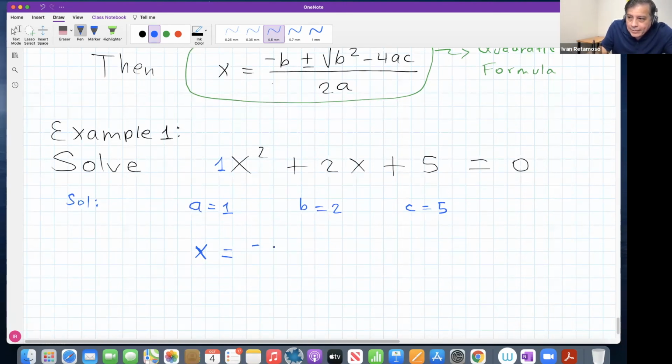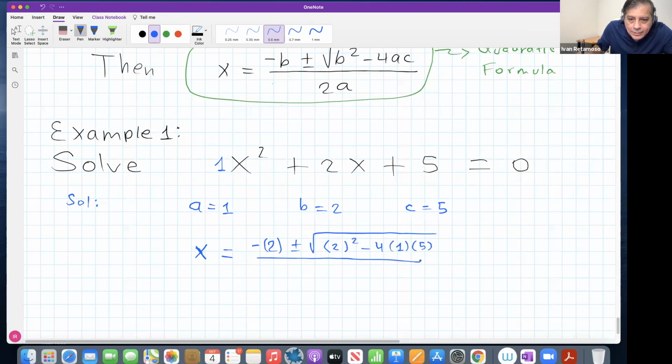That will be minus b, but b is 2, plus or minus the square root of b squared, 2 squared, minus 4ac. Try to use parentheses, especially if you are substituting negative numbers, it will help you. b squared minus 4 times a times c, a is 1, c is 5. Very good. Over twice a, twice 1.